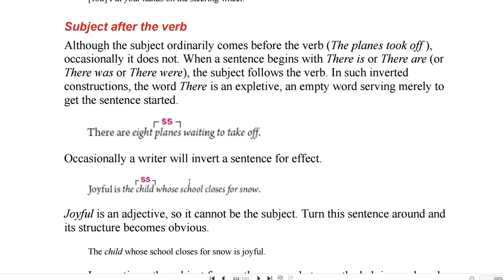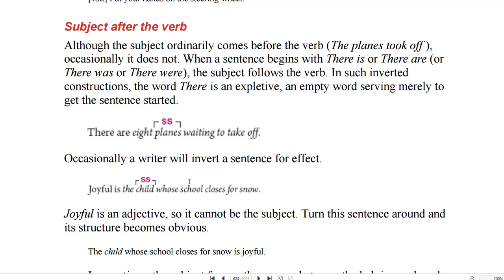Although the subject ordinarily comes before the verb, the planes took off, occasionally it does not. When a sentence begins with there is or there are, or there was, there were, the subject follows the verb. In such inverted constructions, the word there is an expletive, an empty word serving merely to get the sentence started. So there are 8 planes waiting to take off. Planes is the simple subject.